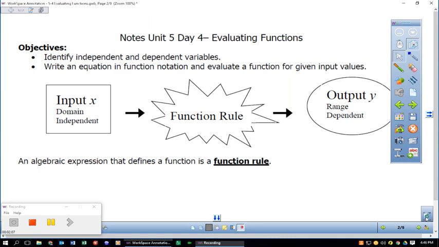So our job today is going to be to identify independent and dependent variables, as well as write equations in function notation and evaluate a function for given input values. Now that we know what a function is, we're going to use it.